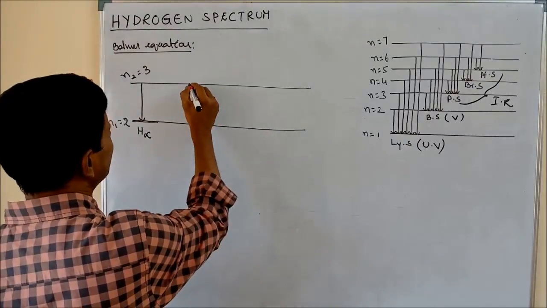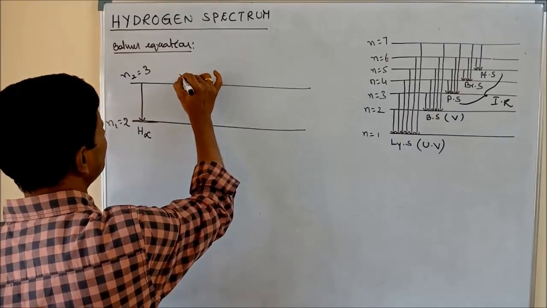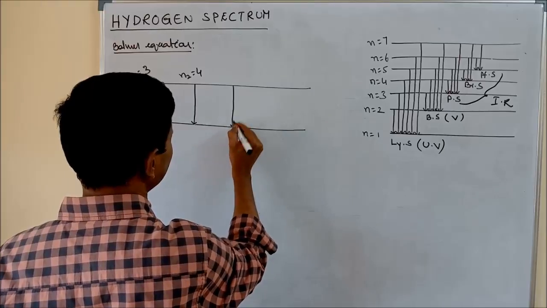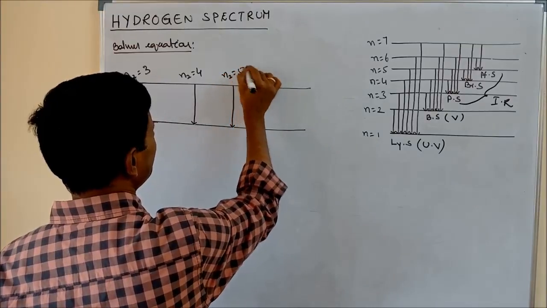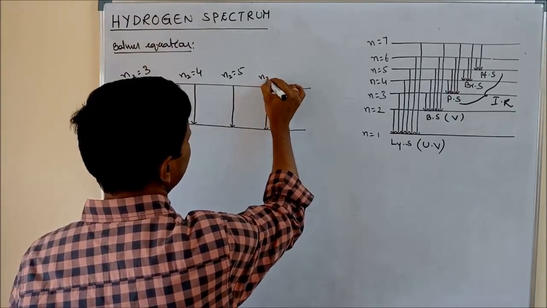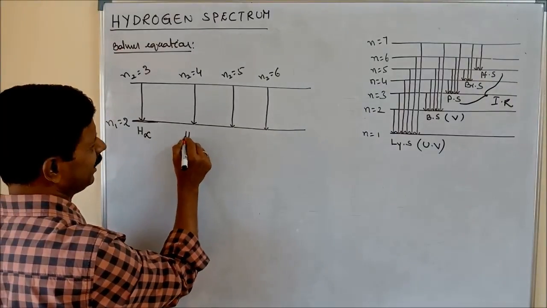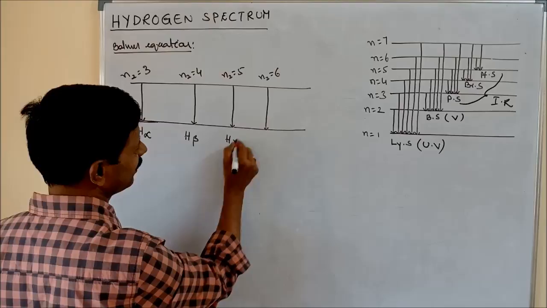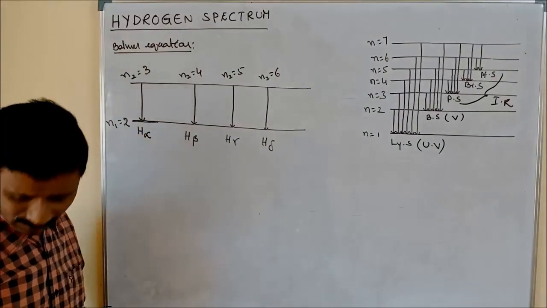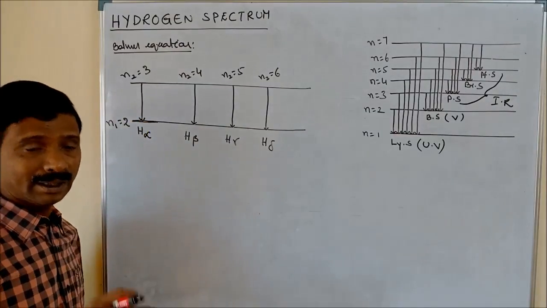Like that, 4 to second, here let N2 be 4. Fifth to second. In this way, we are having different lines. Sixth to second, where N2 is considered as 6. So here the first line is H alpha, the second line is H beta, the third line H gamma, and the fourth line H delta. Like that we are getting. And now he calculated the wavelengths of these lines with the help of his equation.